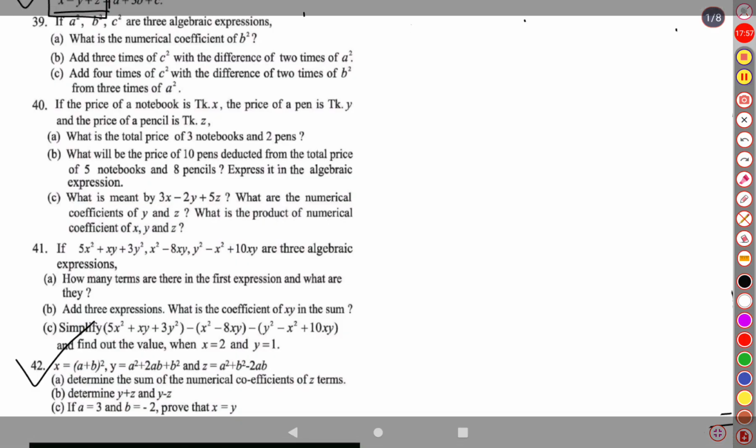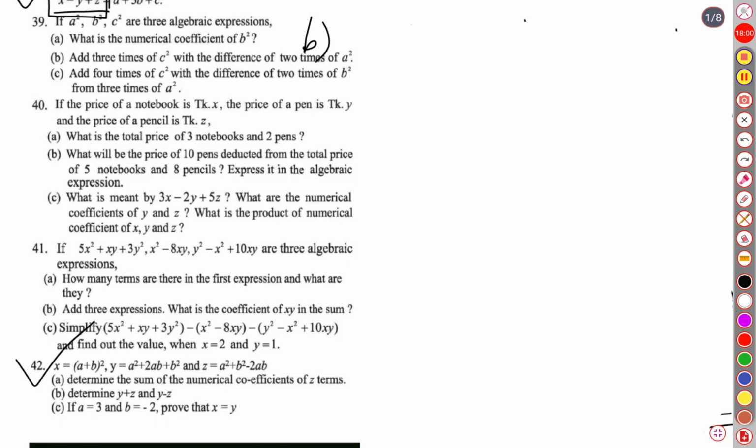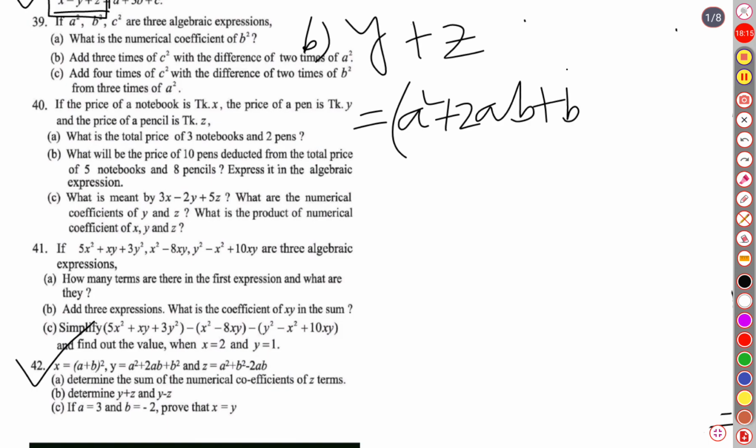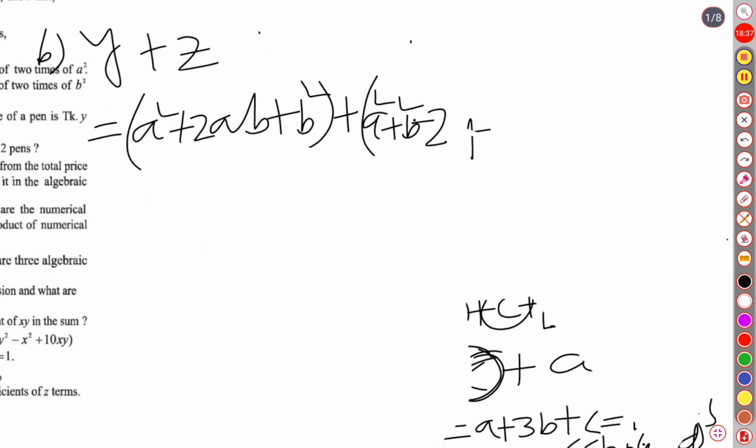So let's talk about B. B says y plus z. We will substitute the values of y equal to a square plus twice ab plus b square, plus z is equal to a square plus b square minus 2ab. Let me erase this portion.